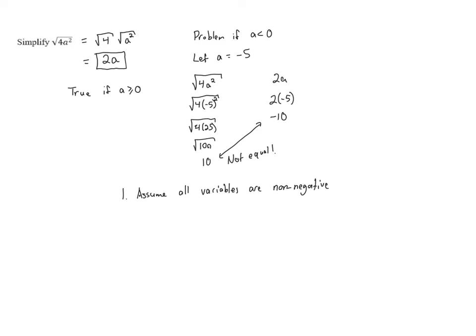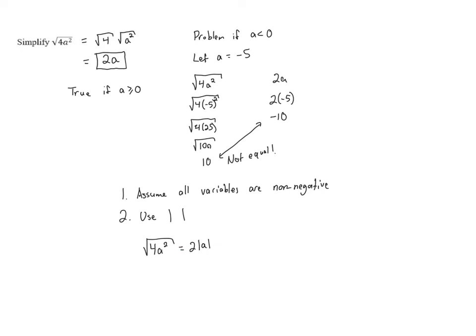The other way to deal with this is to use absolute value symbols. So in this problem, when we have the square root of 4a squared, we could write this as 2 times the absolute value of a. We know that absolute value signs will give us non-negative answers in the same way that a square root sign will give us non-negative answers. So this is another way to deal with it.